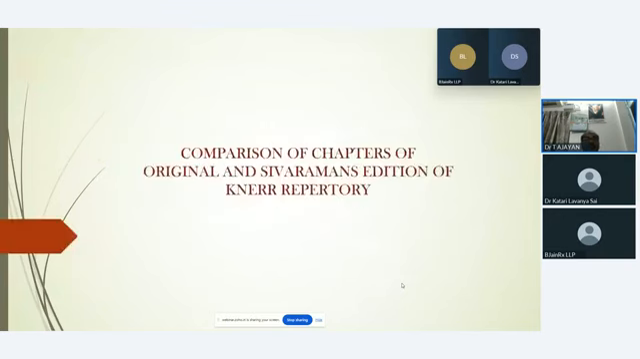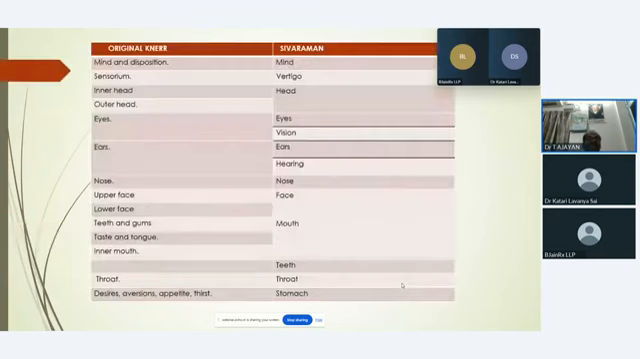This is a comparison chapter-wise. I compare the original Knerr and Shivaramakrishnan chapters. Shivarama is converted into Kentian chapters. Okay.